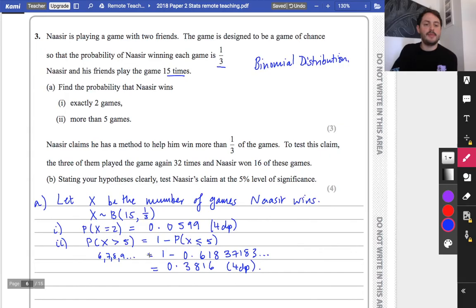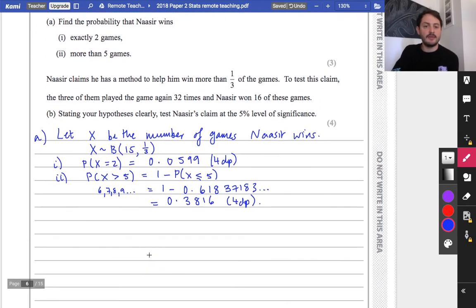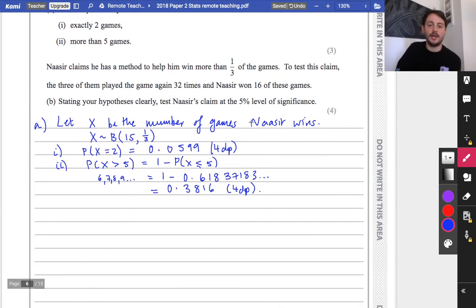Question B, it says that Nasir claims he has a method to help him win more than 1/3 of the games. So he thinks he's cracked it. He thinks he knows how to play the game better. To test this claim, the three of them played the game again 32 times, and Nasir won 16 of these games. Stating your hypotheses clearly, test Nasir's claim at the 5% level of significance.